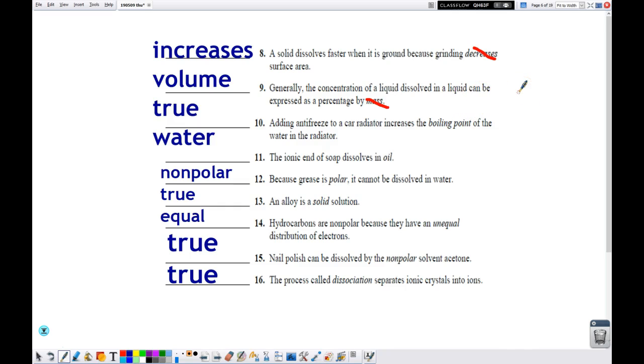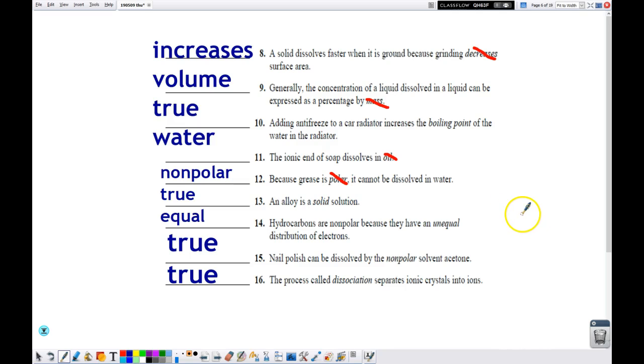Adding antifreeze to a car increases the boiling point of the water in the radiator. That is true. The ionic end of soap dissolves in not oil, but water. Because grease is nonpolar, it cannot be dissolved in water. An alloy is a solid solution. That is true.